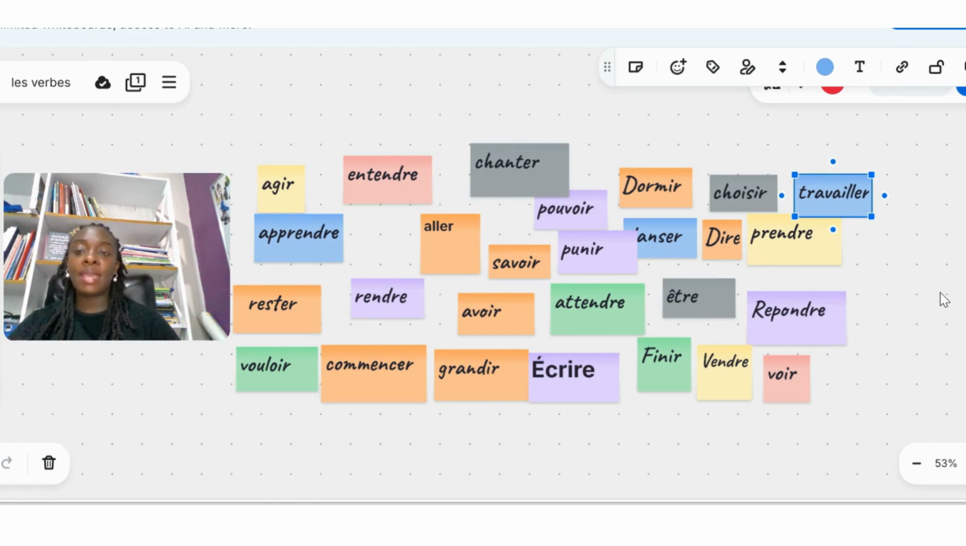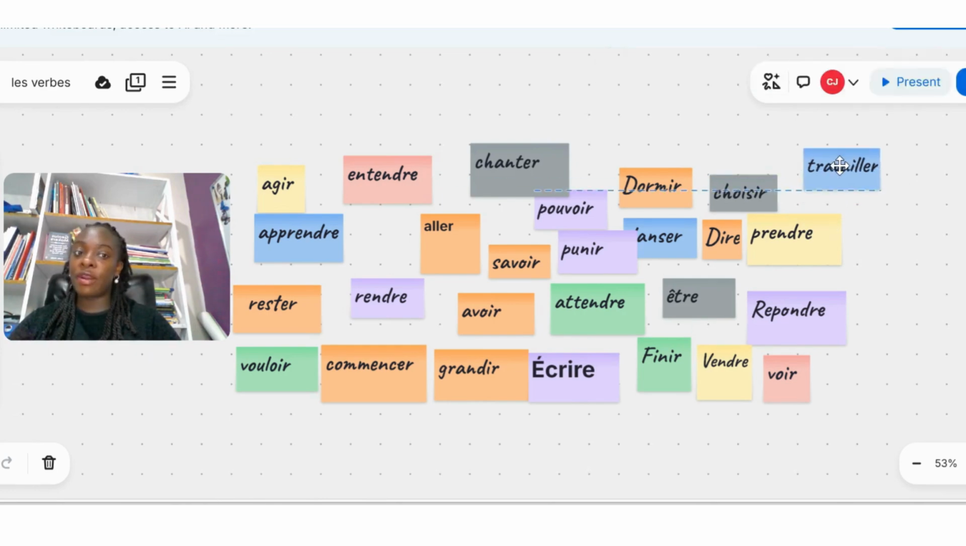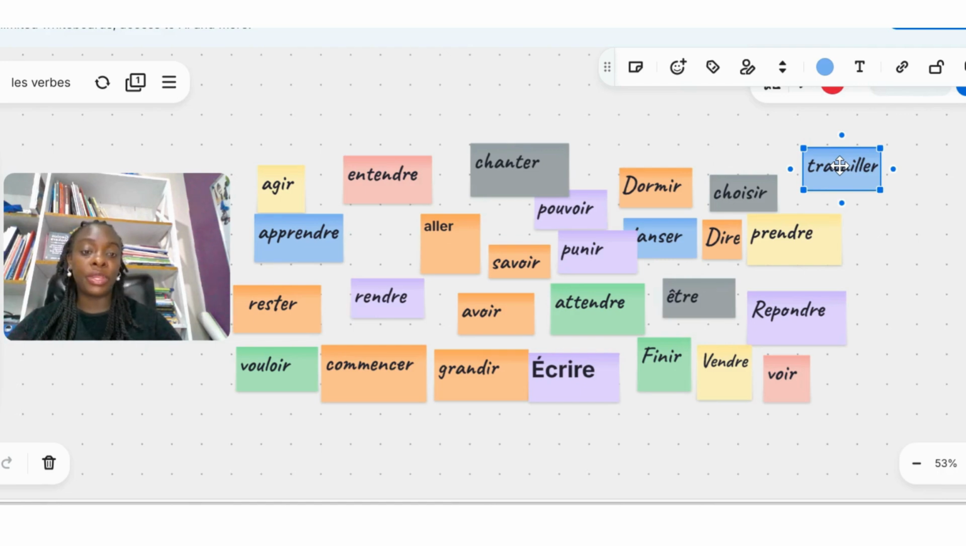Now here with me I have a list of verbs, and we're going to try and figure out whether they are regular or irregular, and then we're going to group them so that when we go to conjugation, we know that regular verbs follow a particular pattern while irregular verbs do not follow any particular pattern, and you have to memorize them.